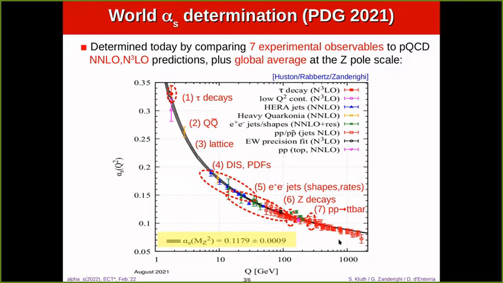So all these measurements bring together this result, 0.1179, with basically 0.85% uncertainty. So alpha S is the least well-known of all interaction couplings, and that's already a motivation to study the details and to see how we can make progress beyond the current state of the art.